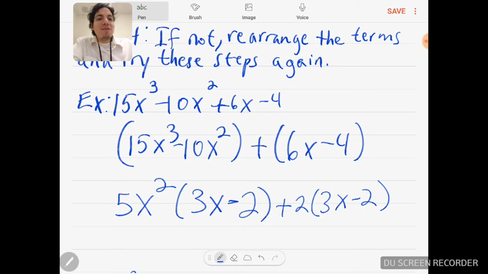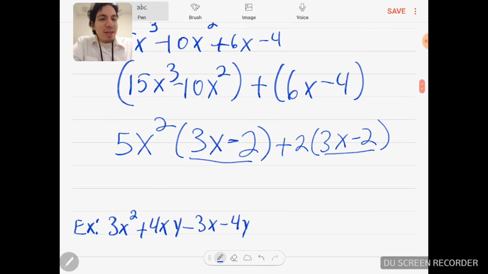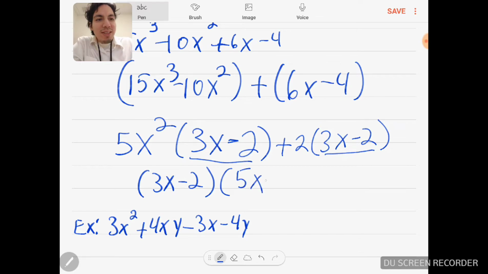Now, here's a good trick. You can factor out the common binomial from these two terms. It's kind of like you're factoring out another factor. When you see the same factors, this is how the factor is going to be when you're done factoring. So your answer would be 5x squared. Well, hold on. Let's write it as 3x minus 2 times 5x squared plus 2. So you see those terms you factor out are also going to be the terms you use to multiply.